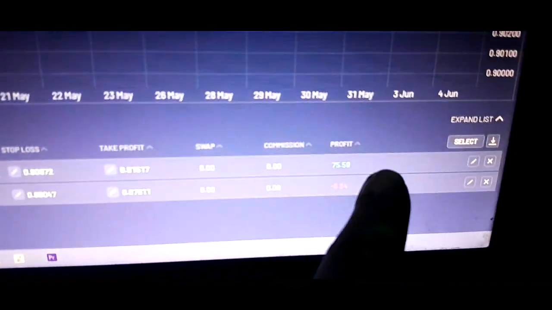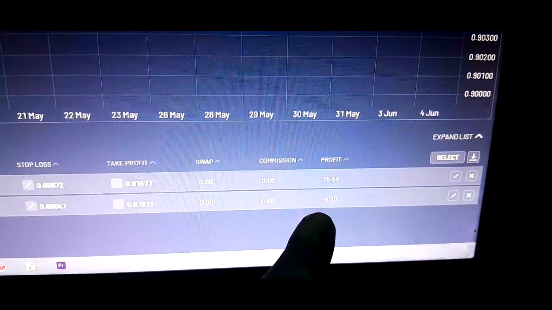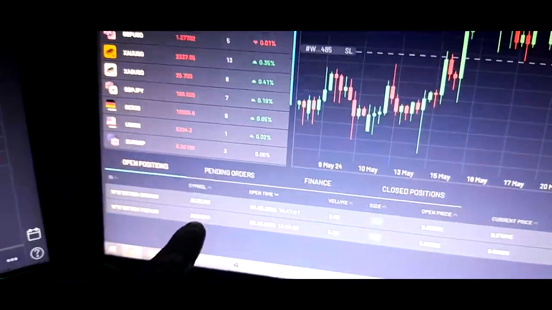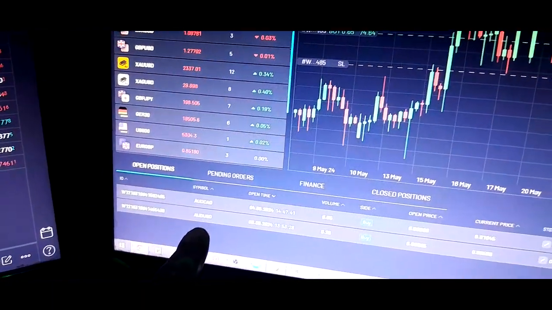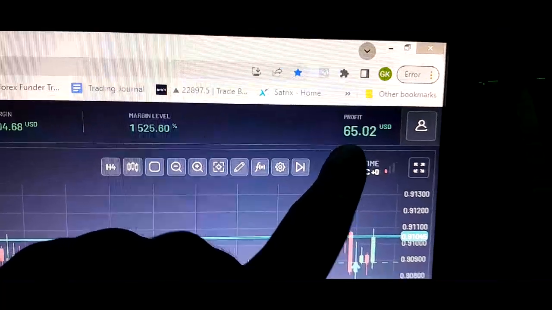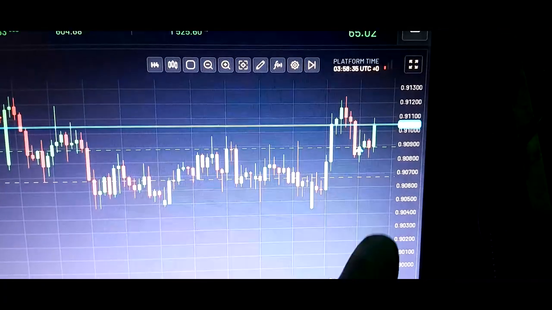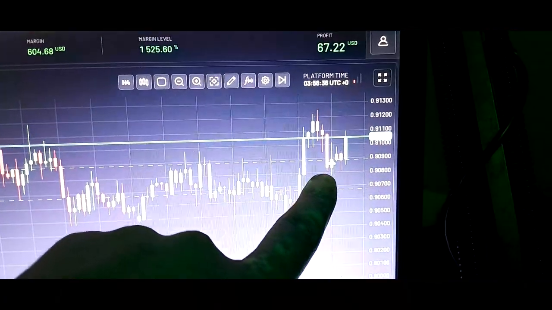As you guys can see, Aussie Cat is currently in profit here at $75, and then we can see we are at $9 here on Aussie USD. The profit that we're currently running is $65. So yeah, guys, let's wait for this pair to do what it has to do. And as you guys can see, Aussie Cat is basically trying to do the most.